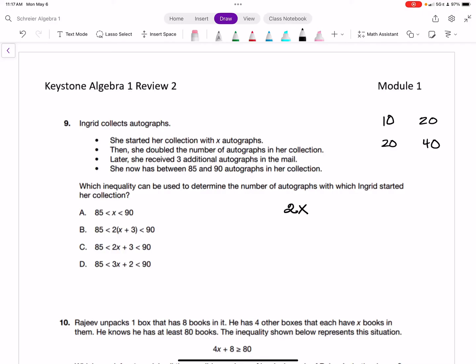Then it says, later, she received 3 additional autographs in the mail. So we're going to add 3 more autographs. Then it says she now has between 85 and 90 autographs. So this is how many autographs she has, and that number is between 85 and 90. So how is that written as an inequality? So the answer choice is C. And you can see that we separate each of the parts with a less than symbol. Let's move on to problem number 9.